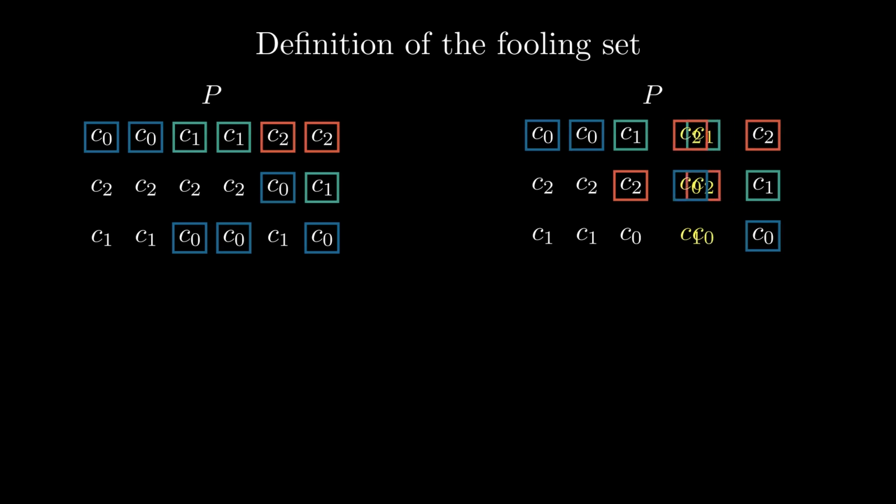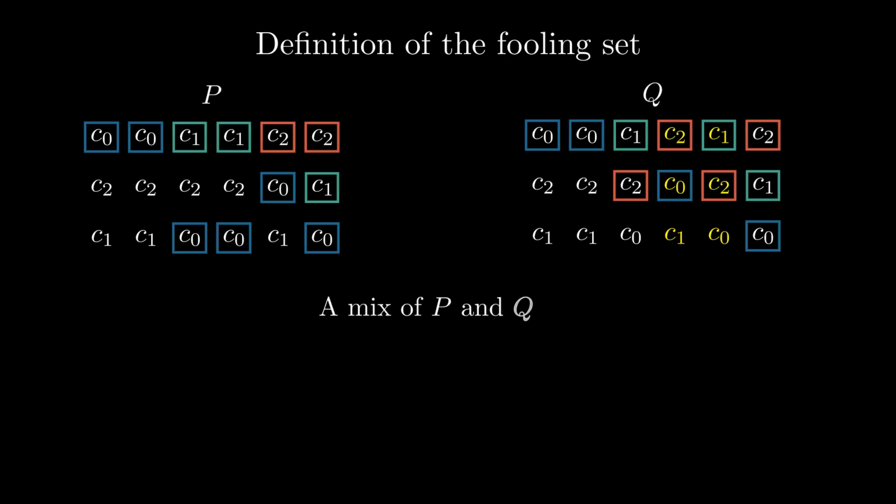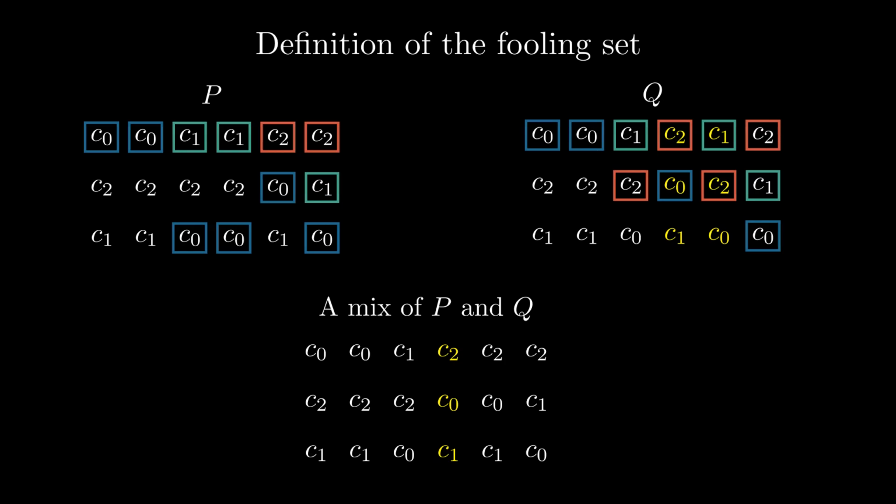For example, swapping these two columns, we obtain a new profile of the collection, denoted by Q. Given two profiles of our collection, for example P and Q, we can define mixes that select the ranking of each voter in either one or the other. In this example of mix, C2 is the winner.